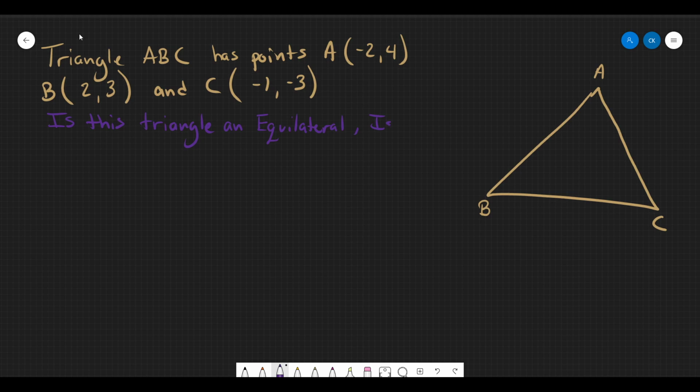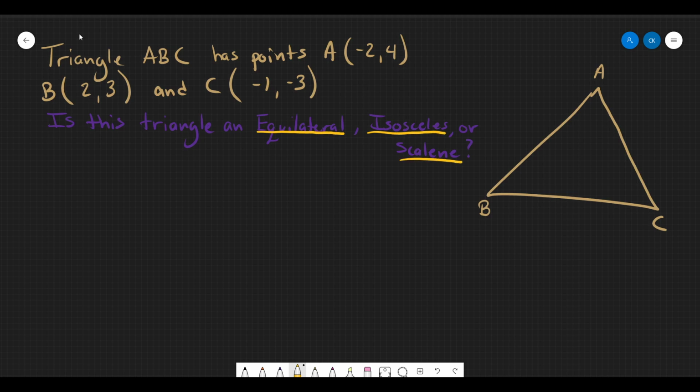Is it isosceles? Or is it scalene? So before we go into actually solving this problem, we kind of have to talk about what each of these three words mean. Equilateral, isosceles, and scalene.